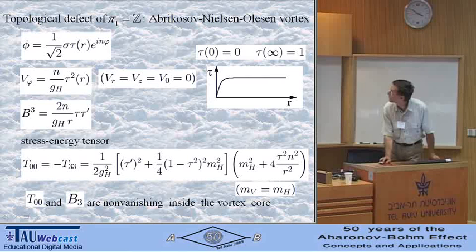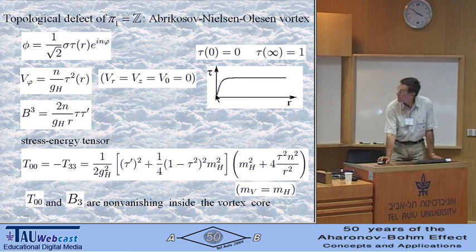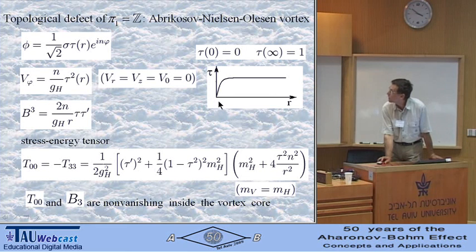You see this function tau very fast goes to its asymptotic value, and this is the region where the spontaneous symmetry breaking occurs, and outside the defect and inside the defect, where tau is almost zero, the symmetry is conserved, is exact, and the region of topological defect is characterized by the gauge field in the direction of this string and the stress energy tensor.